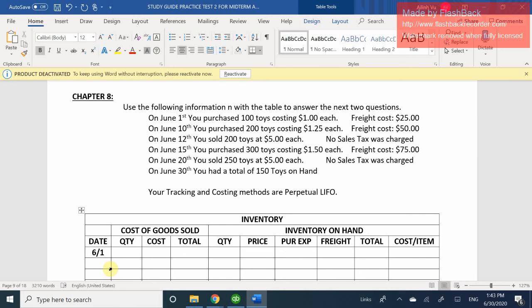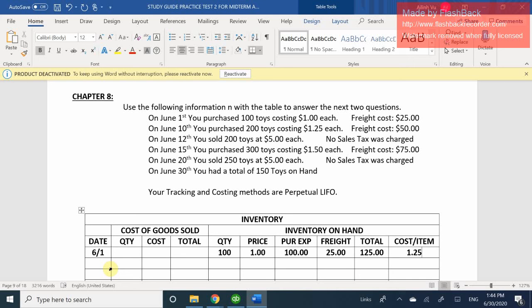6-1, what happened on June 1st? June 1st, he purchased 100 toys costing $1 each. Freight costs $25. So your quantity is 100. Your price is $1. Your purchase expense is $100. Freight 25. $125 is your total cost, and your cost per item is 1.25. Good. Okay. Simple. We've done this before. Yes, we have. This is easy peasy.